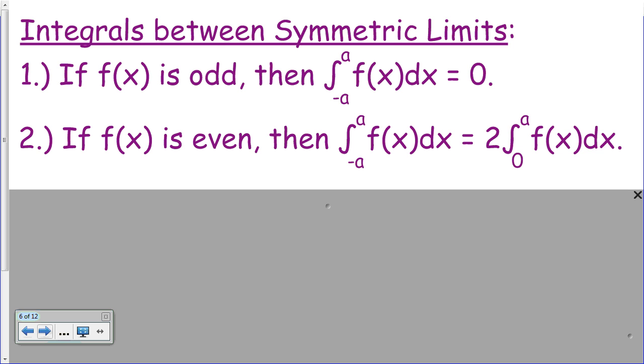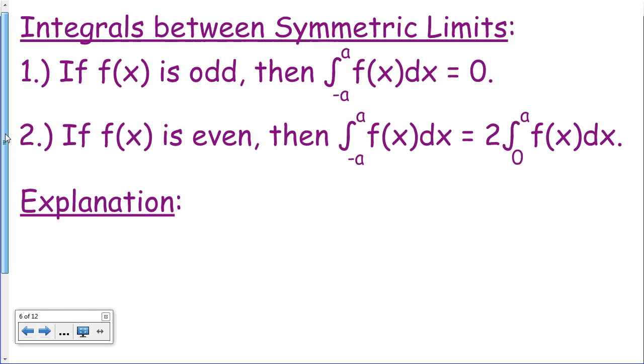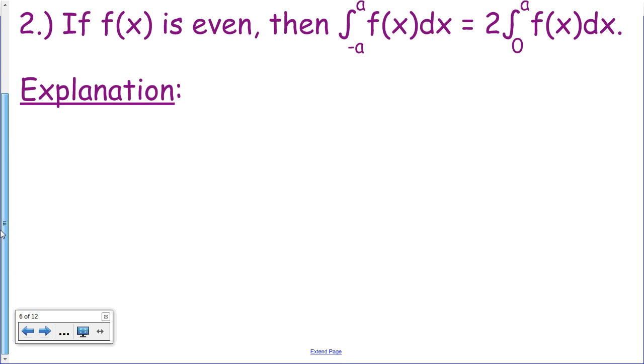The second one says if f of x is an even function, then the definite integral from -a to a of f of x dx is equal to twice the integral from 0 to a of f of x dx. Okay? Let's first remind ourselves of what it means to be odd and even. If you remember that, that's great, but if you don't, let's give ourselves this reminder here.